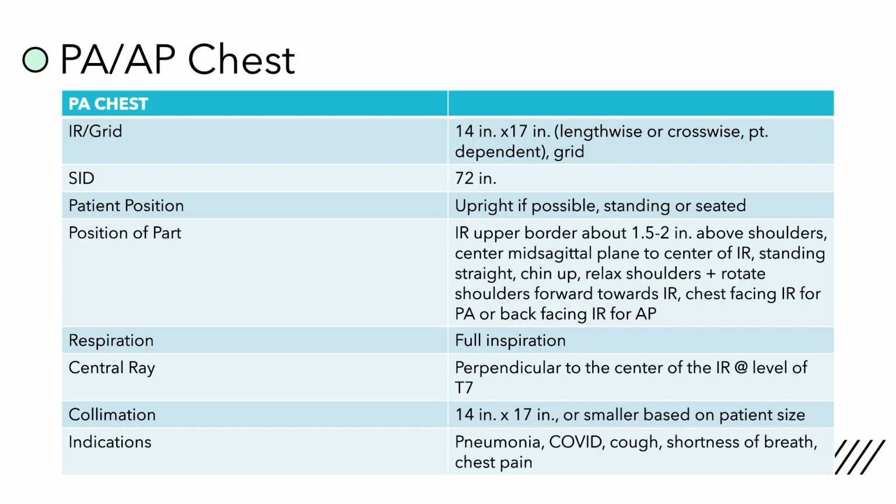The patient position is upright if possible, but depending on your area that you're working in, it may be seated. For the positioning of the part, we're going to want to make sure that the image receptor's upper border is about 1.5 to 2 inches above the shoulders. We're going to center the mid-sagittal plane to the center of the image receptor, have the patient stand straight, chin up, relax their shoulders, and rotate their shoulders forward toward the IR. Their chest will be facing the IR for P to A and back facing the IR for A to P.